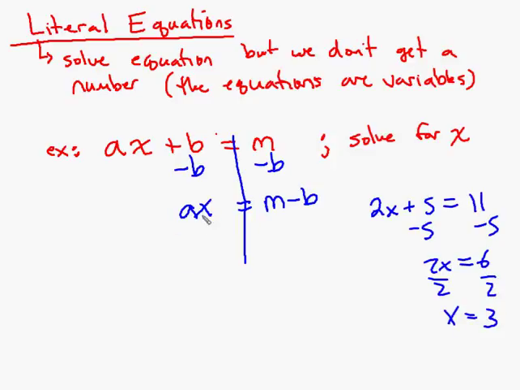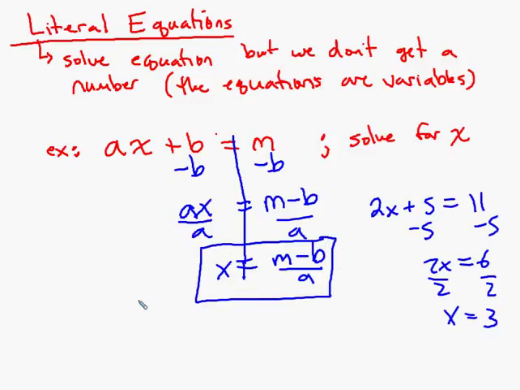Over here, I have times a, so how do I undo times a? I divide by a. I can't actually do that division, and notice it applies to everything. So my answer is m minus b over a. Alright, so now you can write that.